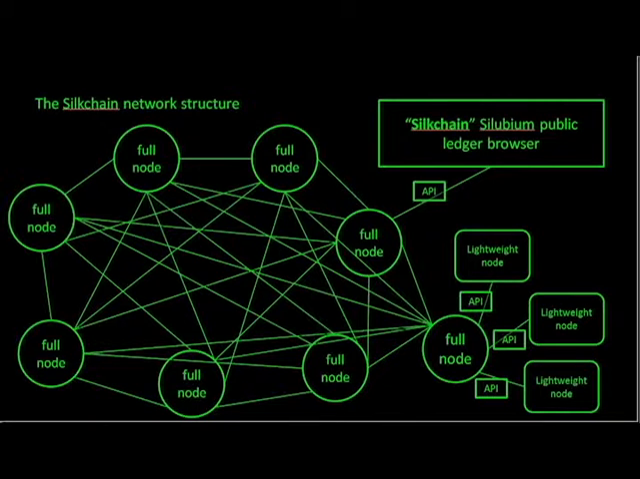This is a fairly simple diagram illustrating just how the Silk chain works. As you can see, very similarly to many other blockchain systems, there are full nodes and there are light nodes, and the lightweight nodes are connected to the full node network via APIs.